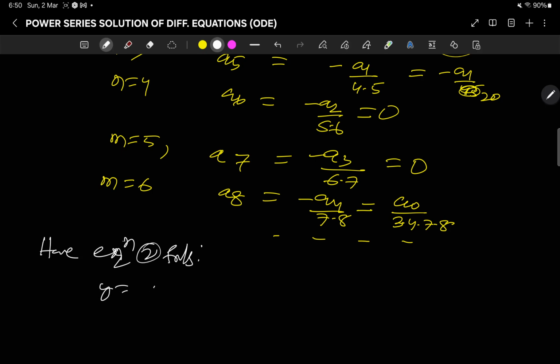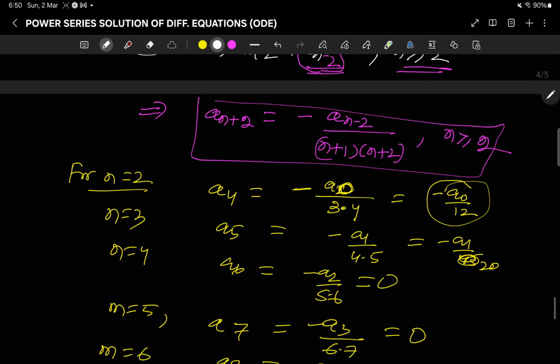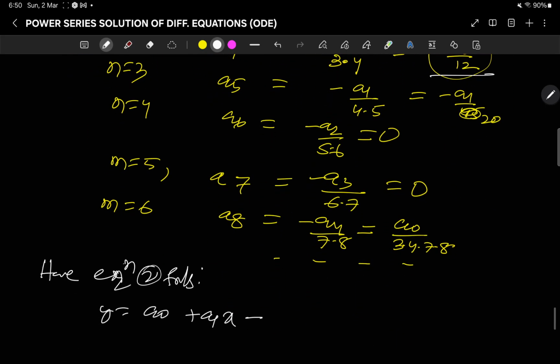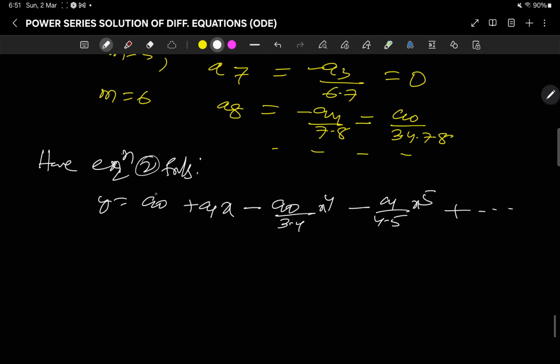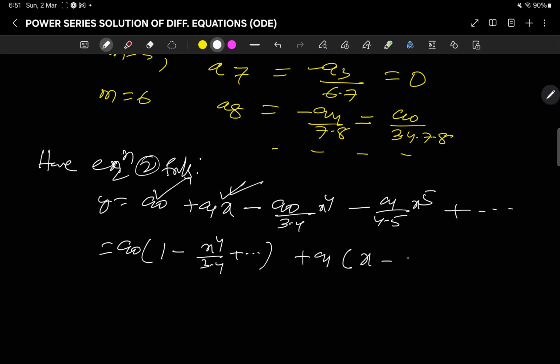Here y is equal to a0 plus a1 x, then next is my a4 x to the power 4, minus a0 by 3 into 4 x to the power 4, minus a1 by 4 into 5 x to the power 5. Okay, and plus accordingly I will write, and if I collect, so a0 term I will collect and a1 term I will collect. So this is equal to a0 times 1 minus x^4 by 3 into 4 plus so on, and my a1 times x minus x^5 by 4 into 5 and so on.